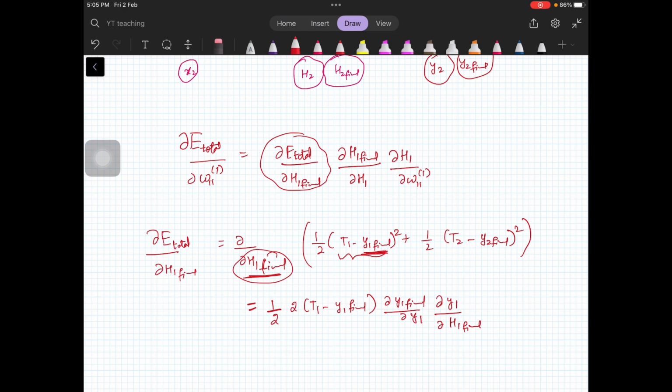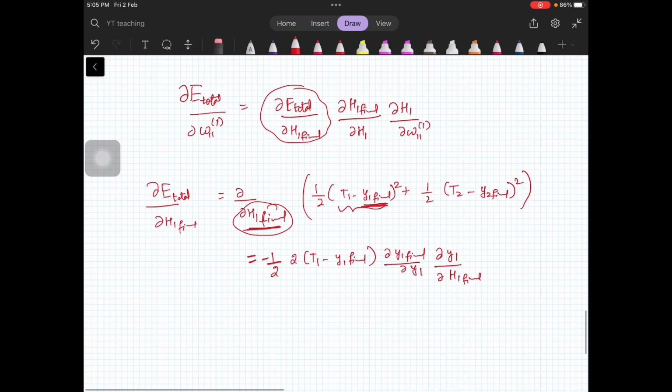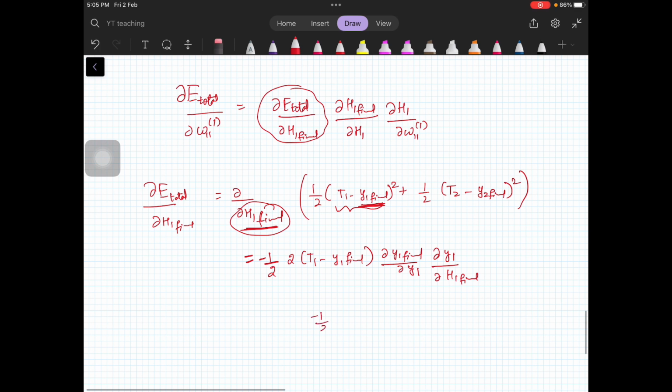So I broke it into two parts, and there is a negative sign also, right? Similarly, the next term would be minus 1 by 2 times 2 into T2 minus Y2 final. And then I will have the rate of change of Y2 final with respect to Y2, and then Y2 with respect to H1 final, right?